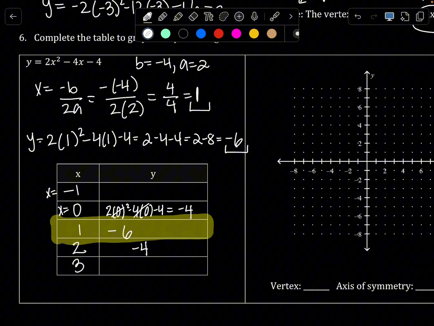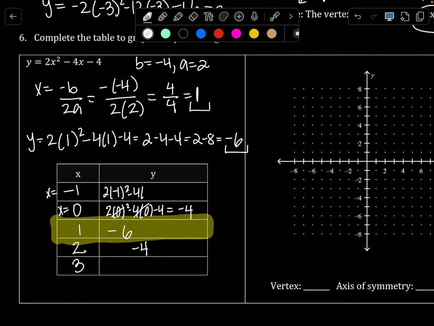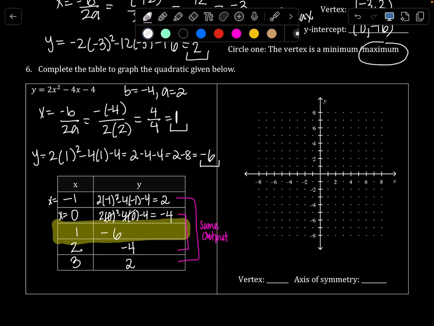Now let's use substitution for this one. I'm using the easy ones. 2 times negative 1 squared minus 4 times negative 1 minus 4. 2 parentheses negative 1. Square it. Minus 4 times negative 1 minus 4. Did you guys get 2? All right, so that's exactly what I got, right? 2, negative 4, negative 6, negative 4, and 2. Remember, since it's a parabola, these guys are the same output. Okay? Now, I need you to graph this.